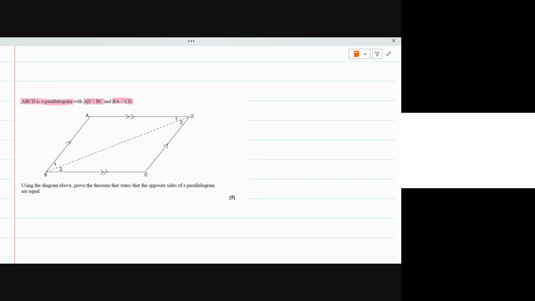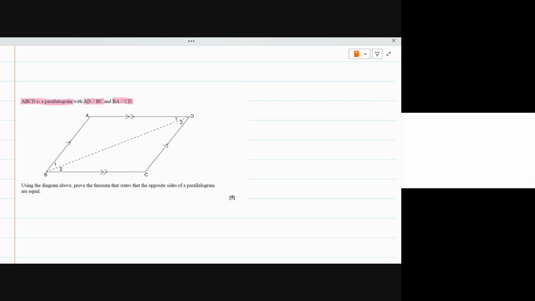So if we know this, then we can already tell that if we're going to have to prove anything, it's going to have something to do with the angles that we're using.